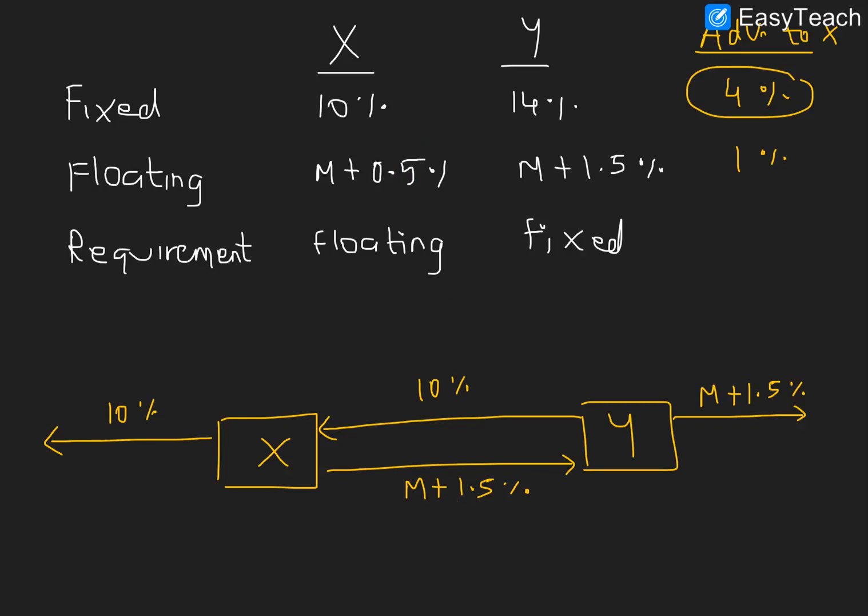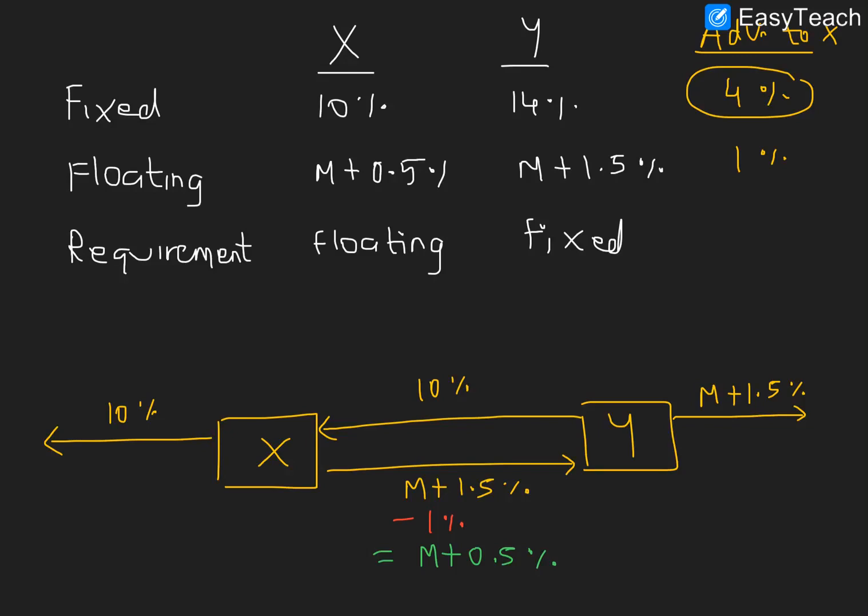I'm going to pay you less 1%, for a fact that I would have paid MIBOR plus 0.5%, and in that case I'll be paying you MIBOR plus 0.5 instead of plus 1.5%, but I won't be paying you lesser than this, because the cost for me would have been MIBOR plus 0.5%. So that will get translated to X paying MIBOR plus 0.5%.